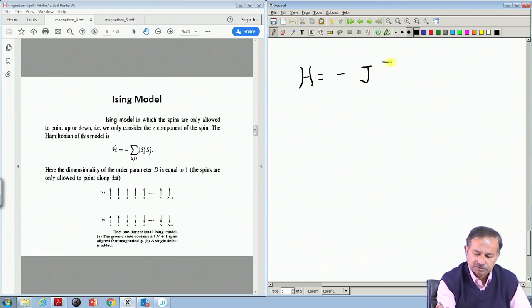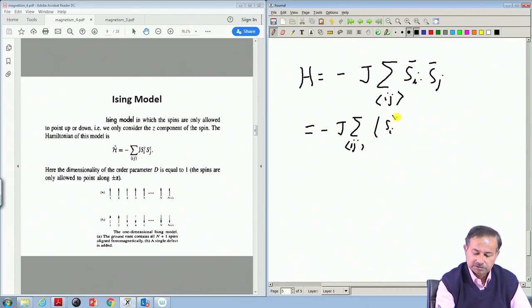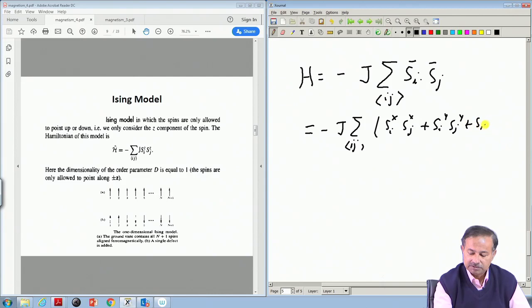minus J. Let me just stick to nearest neighbor Si dot Sj. So, this means minus J sum over i and j nearest neighbor of Si x Sj x, these are the x components, plus Si y Sj y, the y components, plus Si z Sj z.